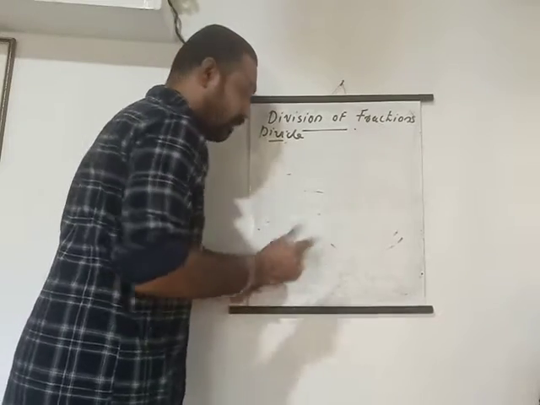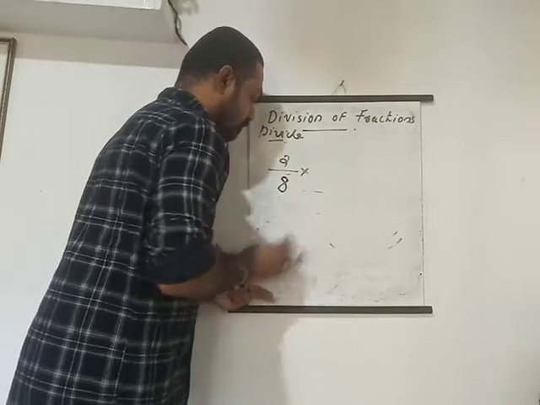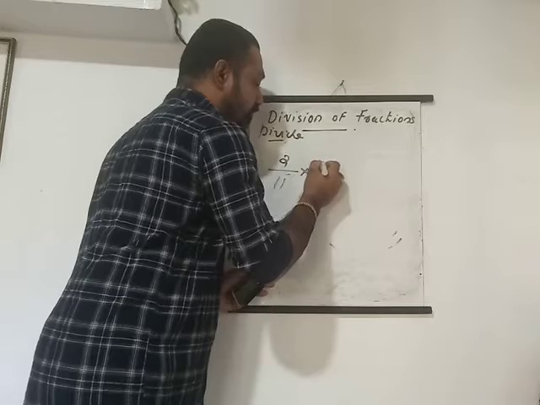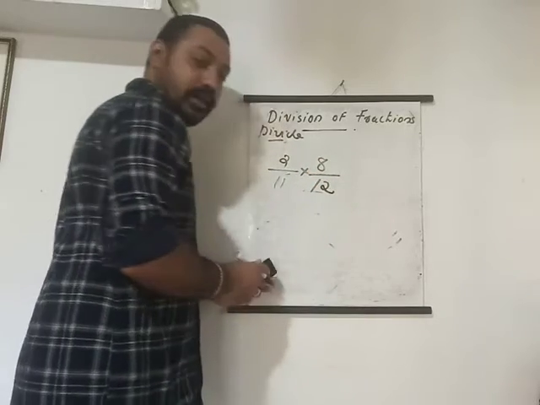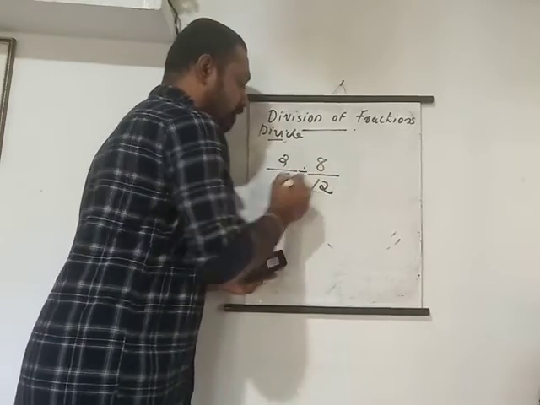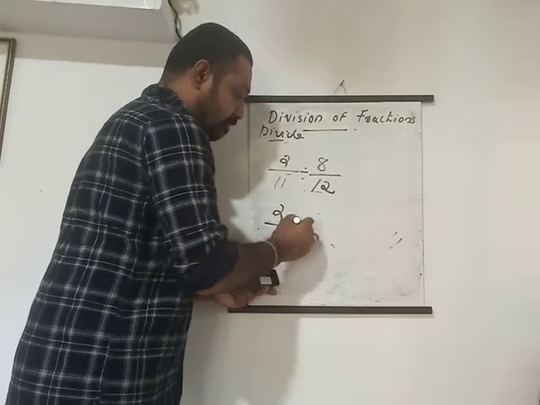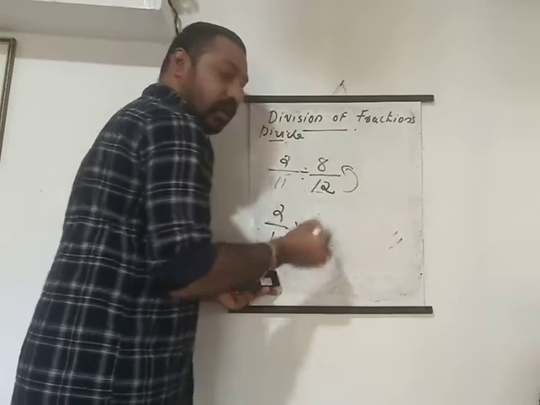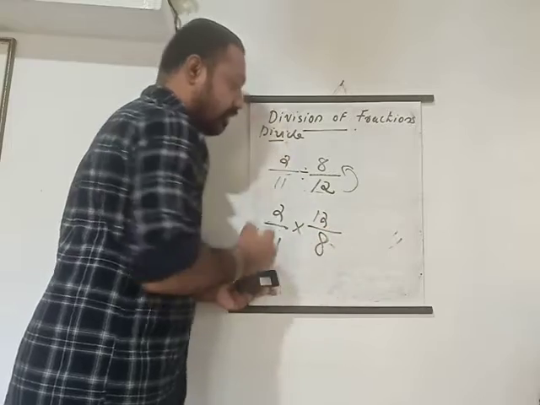Take one more example. 2 by 11 divided by 8 by 12. So this one we need to divide. To divide this, what do we have to do? Keep the first one the same and take the reciprocal of the second one and multiply. Then what is the reciprocal? 12 by 8 we will get, isn't it?